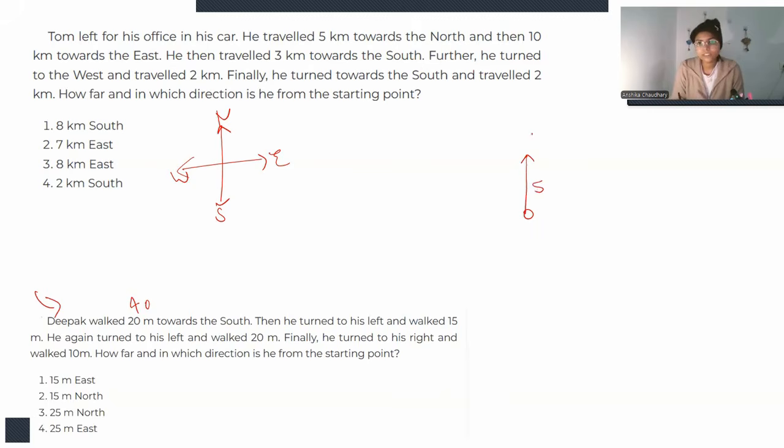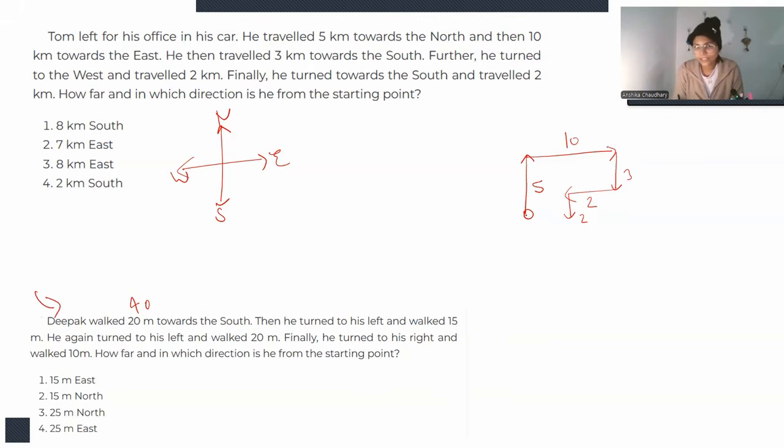Then 10 kilometer towards the east, so 10 kilometer towards east. He then traveled 3 kilometer towards south, that means in the downside 3 kilometers, right? Then further he turned to the west, so that means here, and traveled 2 kilometer. He turned towards the south and traveled 2 kilometer. How far and in which direction is he from the starting point, right?